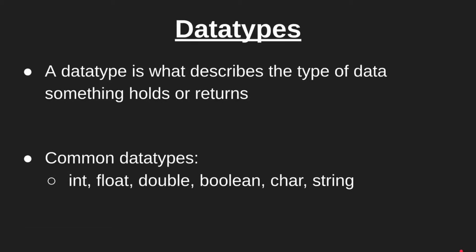Okay, so a data type is what describes the type of data that something holds or returns. So a data type can be something like an integer, a float, a double, a boolean, a char, string. Those are just some examples. If you don't know what that means, that's fine. We're going to go over it right now.